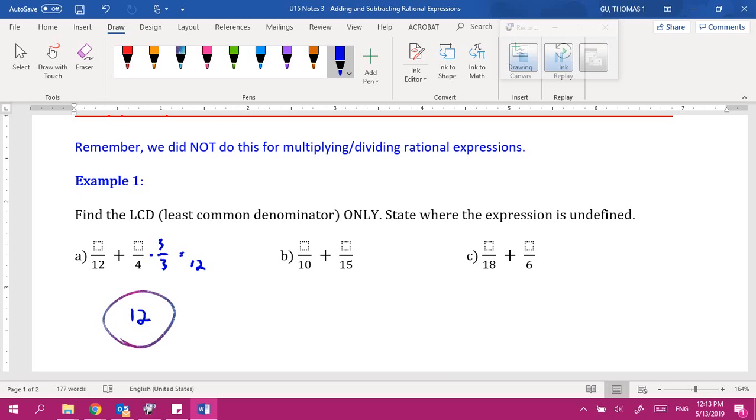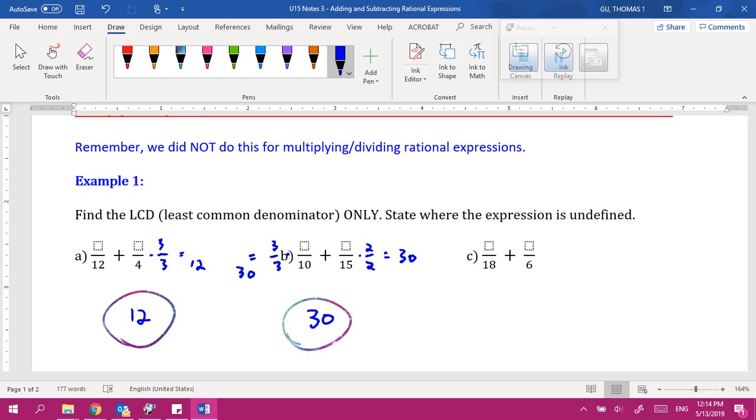It's 30, but how do I make each of these into 30? Let's just practice here. How do I get 10 to 30? I have to do 3 over 3 to get 30. And then how do I get this 15 to 30? 2 over 2. So the least common denominator is 30. Very good. You can only multiply by 1.